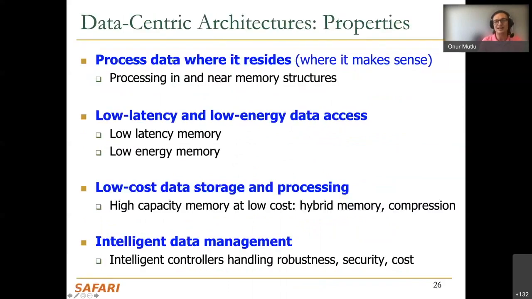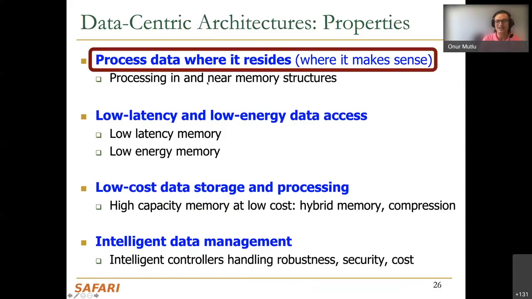Essentially, if you think about data-centric architectures, there should be multiple properties. We're going to focus especially on the first one, processing data where it resides, where it makes sense, as opposed to moving data far away from the processing units into the processing units that are far away. But we also want low latency and low energy data access, low cost data storage and processing, and intelligent data management. I'll touch upon intelligent data management a little bit to motivate processing data where it resides. Okay, let's jump into it.